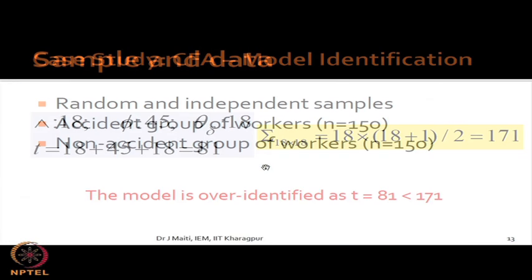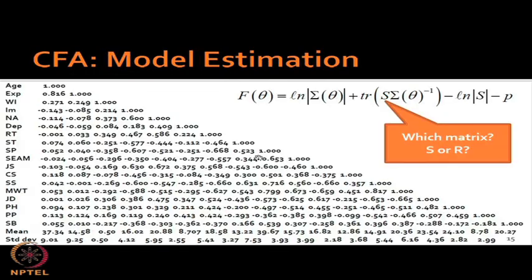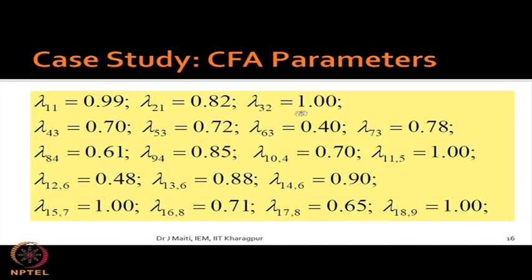You can see if you go back that lambda 11, lambda 21, lambda 32, lambda 43, like this, and you see that lambda 32, what is the value of lambda 32 here, lambda 32 is 1, because this is one indicator with one construct. We assume that this manifest variable itself is the construct, one variable was there. Understood?